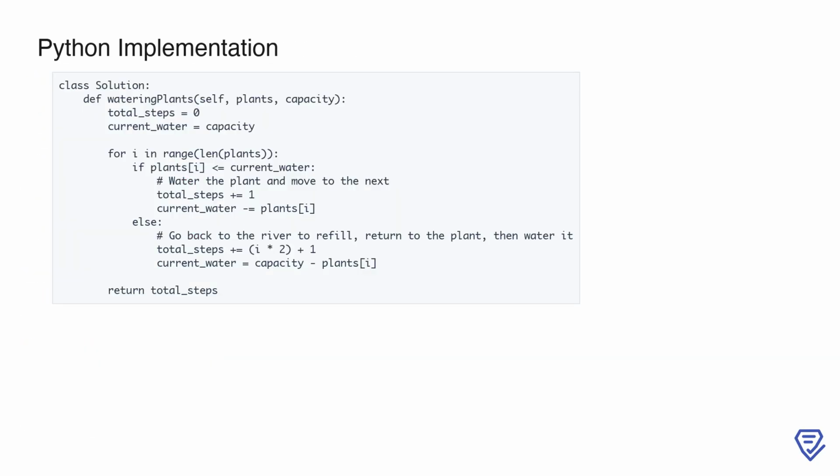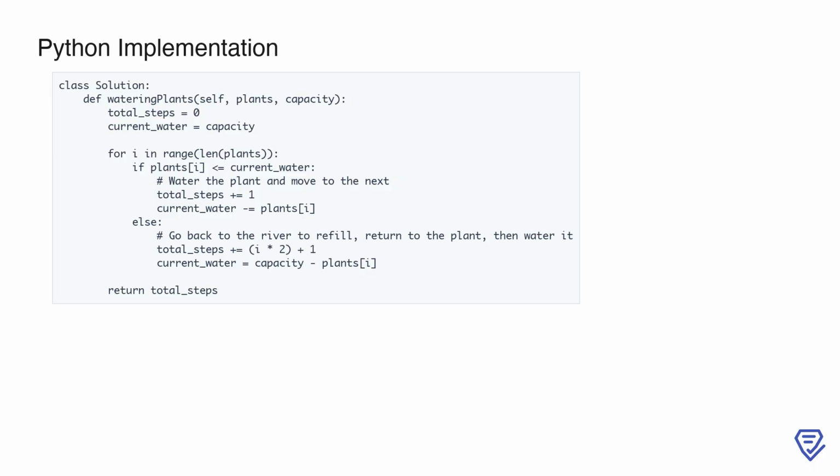This Python code solves the LeetCode problem 2079, Watering Plants. It calculates the total number of steps needed to water all the plants, given the limited capacity of a watering can. Here's a detailed explanation of the implementation. 1. The wateringPlants function takes 2 inputs, plants, a list where each element represents the water requirement for a plant, and capacity, which is the maximum water the can hold.